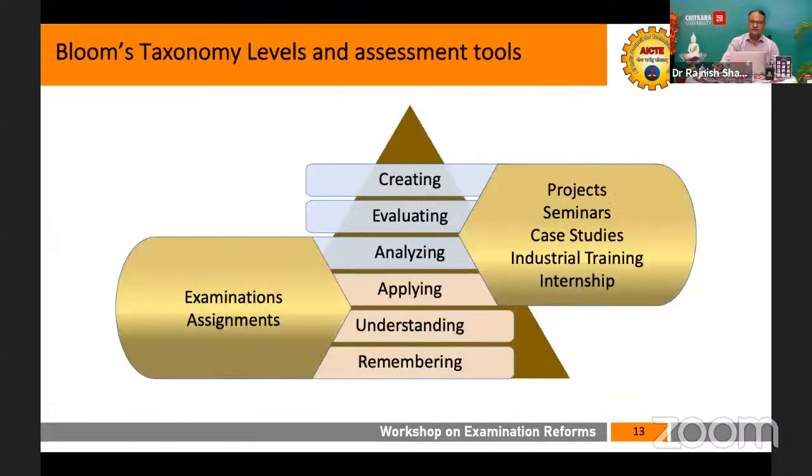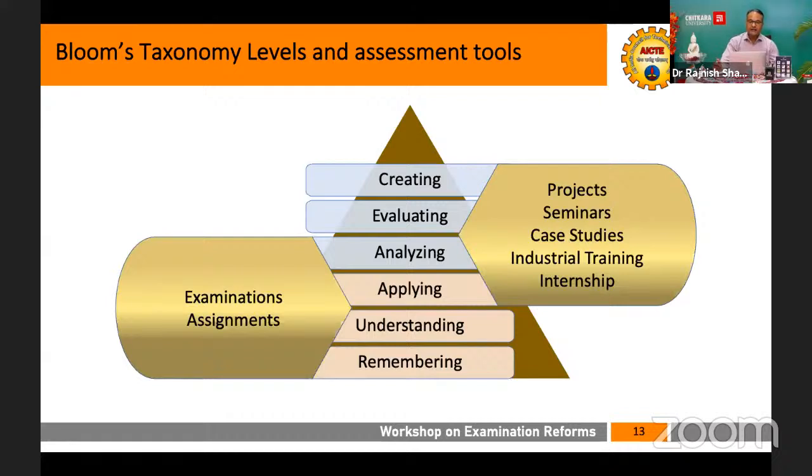Now, all these 6 levels of Bloom's taxonomy cannot be assessed by only an end term examination or a written pen and paper examination. There is definitely an overlap for two of the levels, applying and analyzing. But the first four levels can usually be assessed by examinations or assignments which we conduct for our students. Which four levels? Remembering, understanding, applying, and analyzing. For assessing these four levels of learning, we have the usual examinations and assignments.